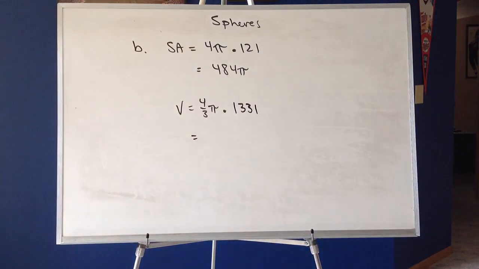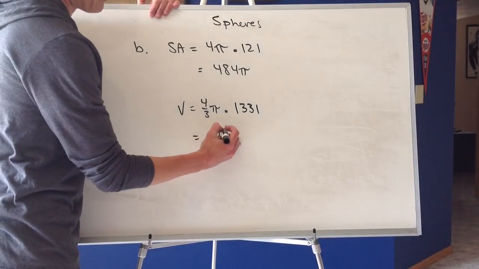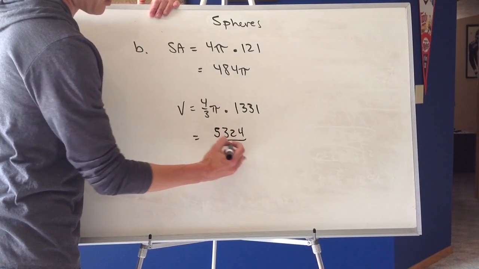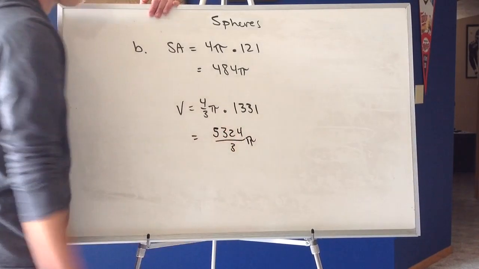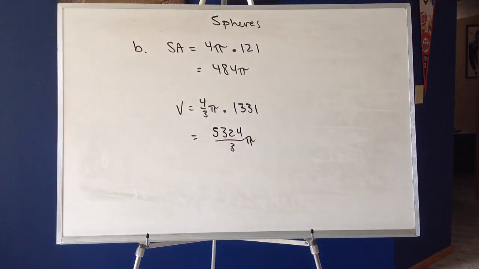Take 4/3 times that. You'll notice this time it does not come out nicely for us. It's a repeating decimal, which means we want to change it back into a fraction. You should end up with 5,324 over 3, and then attach the pi to it. But that's kind of all there is for spheres.